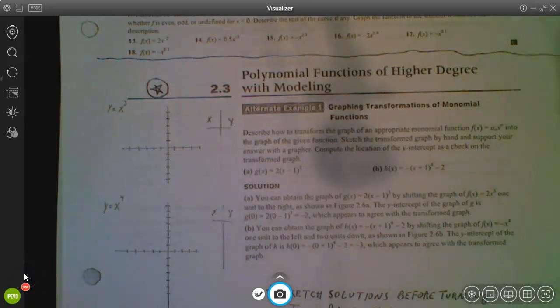Alright, let's take a look at section 2.3. We're starting out with just some basic transformations here of our x to the third and x to the fourth parent functions. So remember, these are just monomials because as of right now it's a single term. So we're going to do some transformations on these. So let's get the basics in there for the parent functions first.